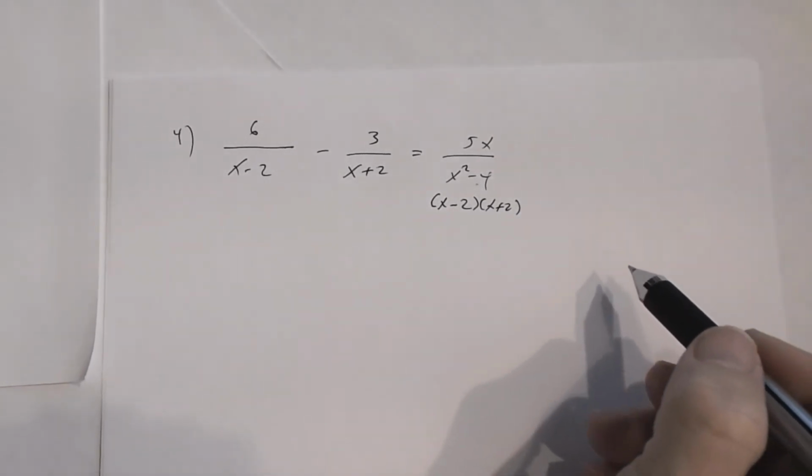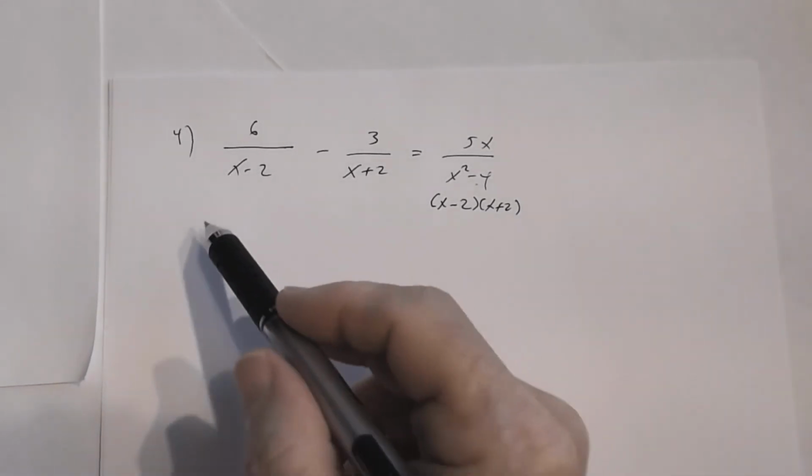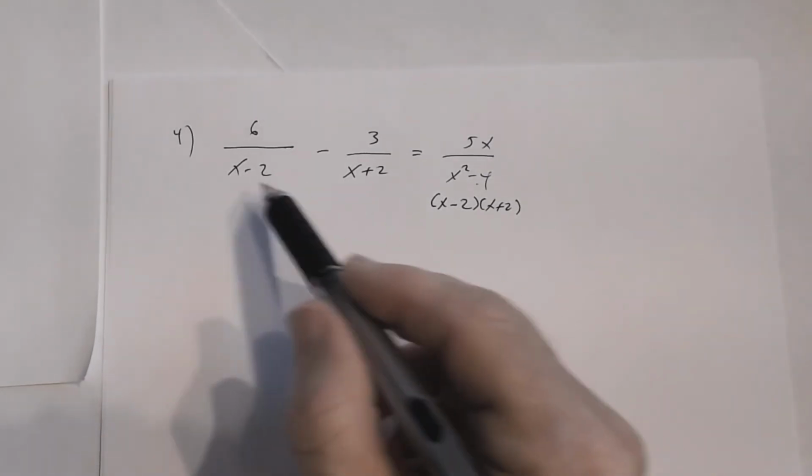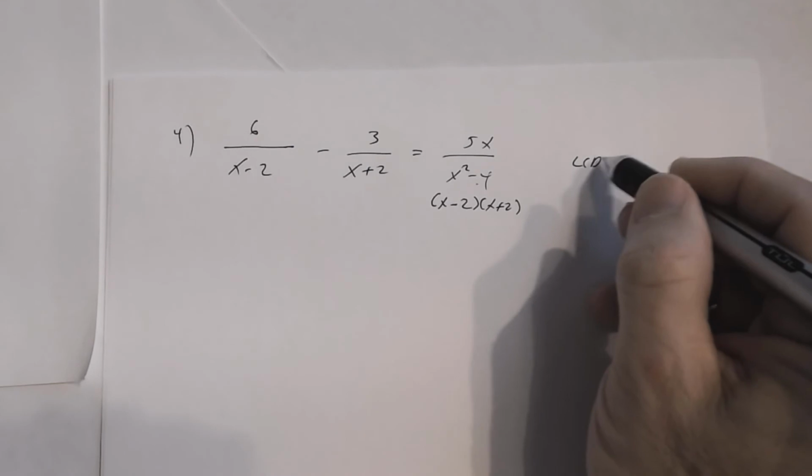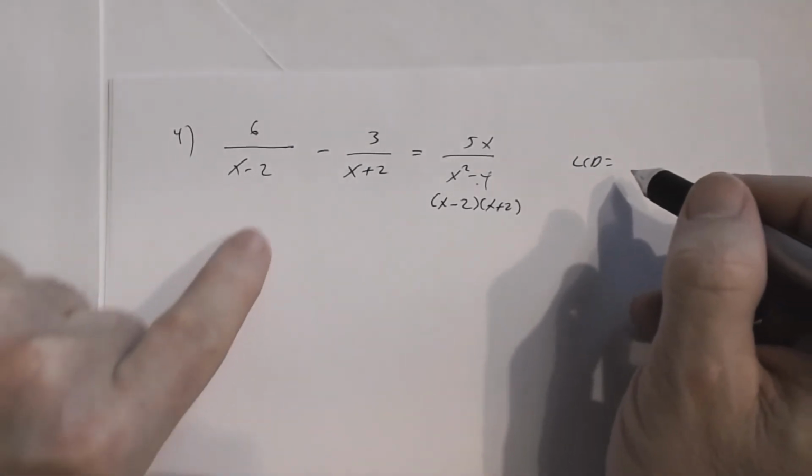Okay? And now we're going to find the least common denominator. x minus 2 and x plus 2 are linear factors. The GCF in both cases is 1. So the LCD, remember LCD has to include every factor you see.